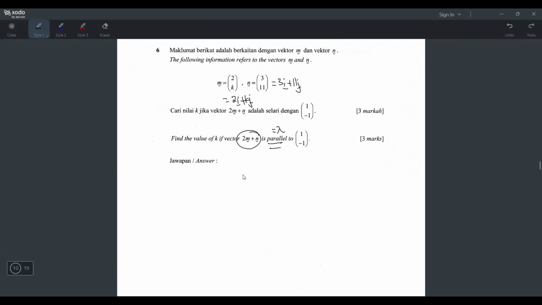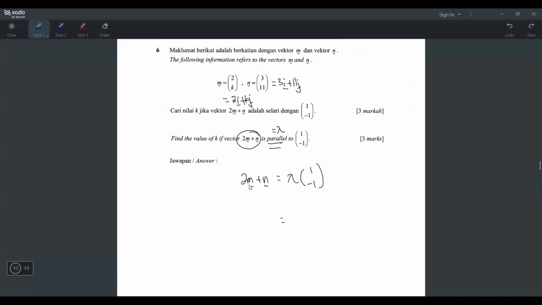Okay, but if you straight away take this 2m plus n terus equals lambda (1, -1), you realize you will get stuck here. You know why? Because even if you take your lambda, you expand inside, you cannot compare with this side, because this one on the right side is in terms of ij, because they write in bracket form means it's in terms of ij, right?